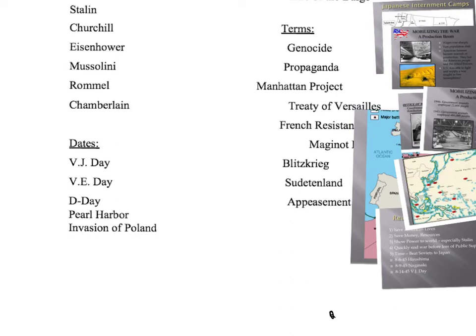Victory in Europe is over. The European War is over, May 7, 45. And then Japan is defeated, August 14, 1945. That concludes a brief overview of the topics that we've covered in World War II.